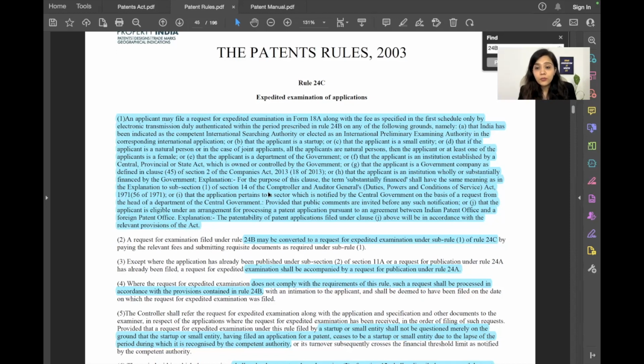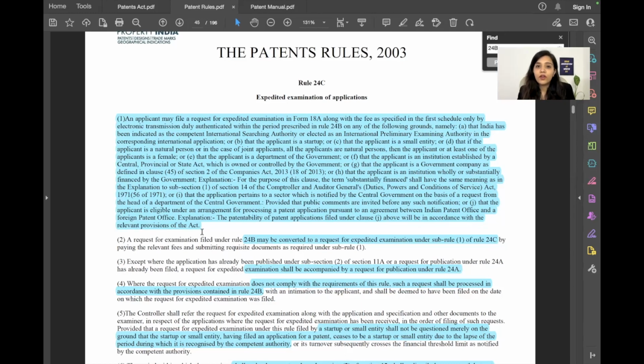Then we have the next important clause, which is clause J, and it says that the applicant is eligible under an arrangement for processing a patent application pursuant to an agreement between the Indian Patent Office and a foreign patent office. And it has an explanation also which says the patentability of a patent application filed under clause J above will be in accordance with the provisions of this Act.